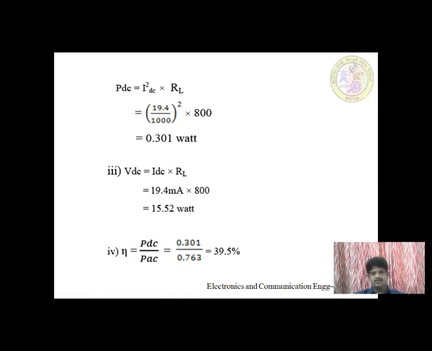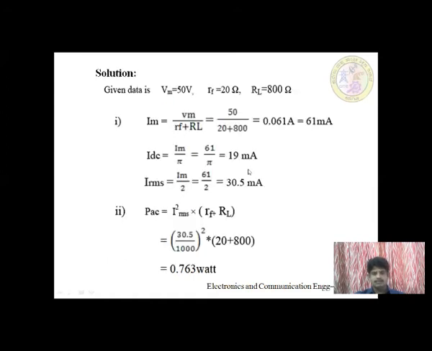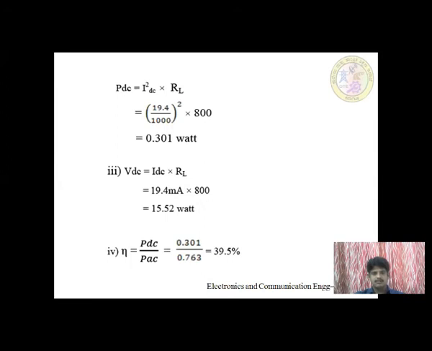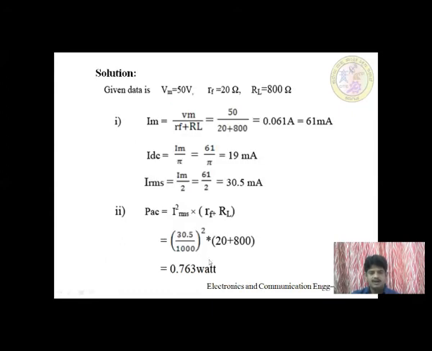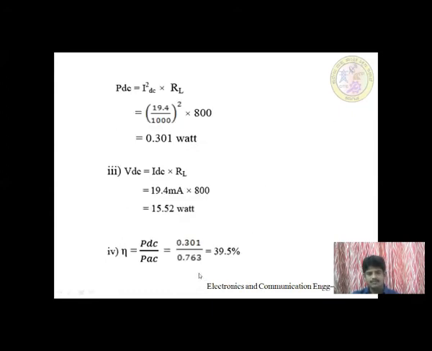Next, we have to calculate the DC voltage. DC voltage is equal to IDC into RL. IDC is 19.4 milliamps, RL equal to 800 ohm. When you calculate this, you will get 15.52 volts. Next, efficiency, PDC by PAC. PDC we got 0.301 watt and PAC is 0.763 watt. When you substitute these two and calculate, you will get 39.5%. This is the efficiency. So these are the things asked to calculate, and we have got the answer for all the problems.